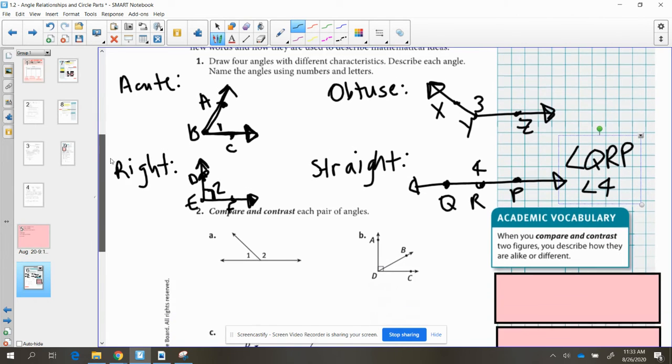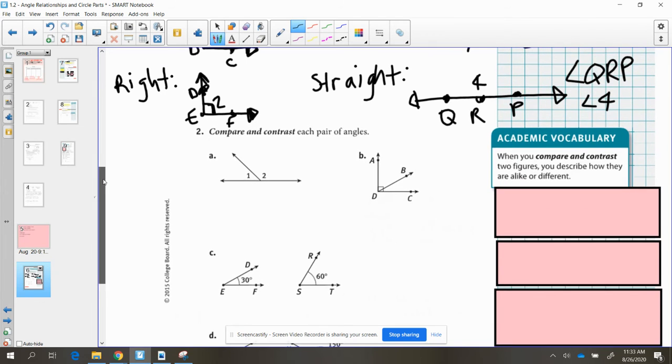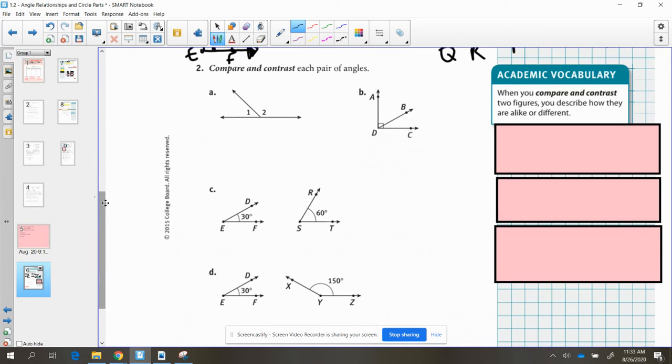Now, there are also some other important terms when we talk about angles that we want to talk about. If we look at letter A, up above, we talked about the fact that angle 1 here would be classified as an acute angle. Angle 2 would be an obtuse angle. But what you're going to notice together, they created a straight angle. What we would call that is supplementary. And the fact that they are next to each other, notice they share between them this ray right here, and they have a common vertex, we would call that adjacent.